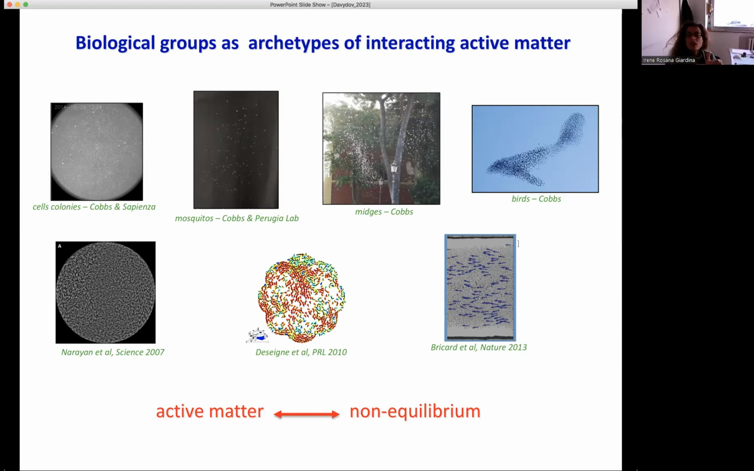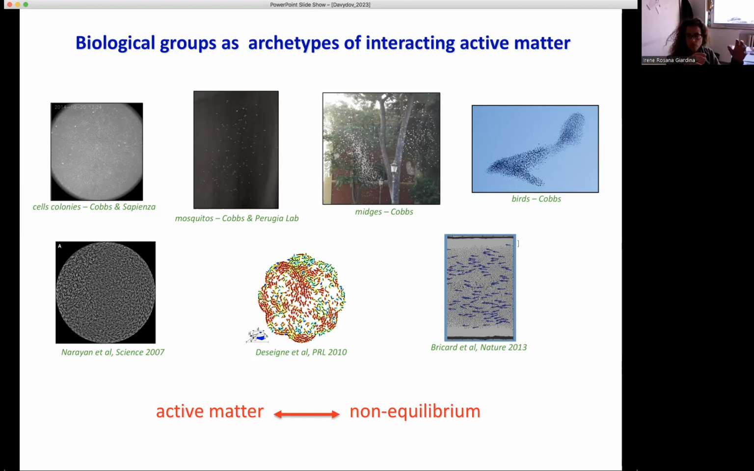The second reason is that these are out of equilibrium systems. Why are these out of equilibrium systems? Because each unit in the group is endowed with a mechanism which is able to transform energy into motion. So these are systems which are driven at the individual level. Each individual has a motor, has a self-propulsion mechanism, okay? So they are out of equilibrium, and they are out of equilibrium in a highly non-trivial way.